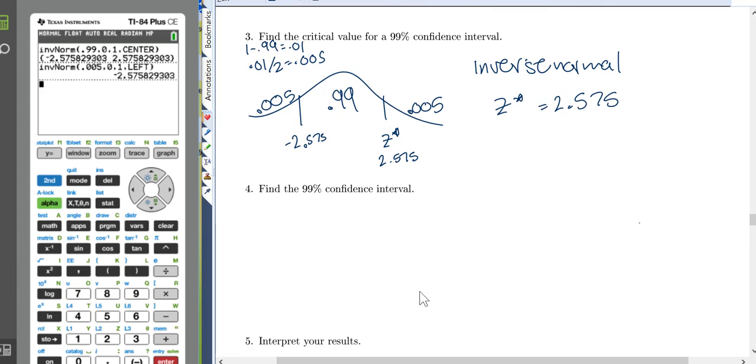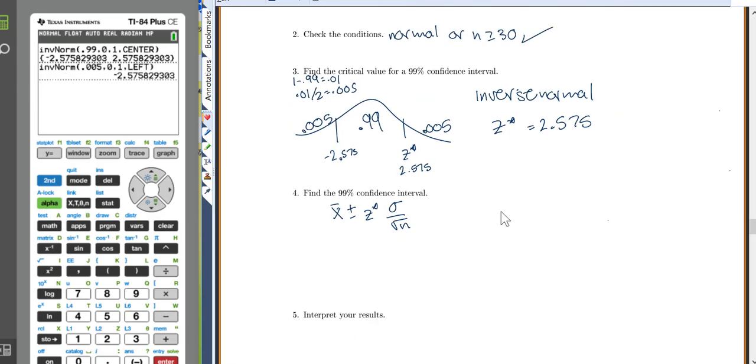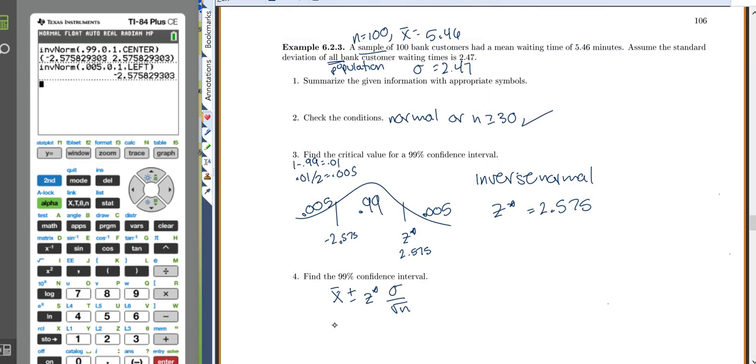Okay, now let's find our 99% confidence interval. So our formula is x bar plus or minus z star sigma over the square root of n. I better zoom out a little bit more. So x bar is 5.46 plus or minus our z star, which was 2.575. My standard deviation is 2.47, and n is 100, so square root of 100.